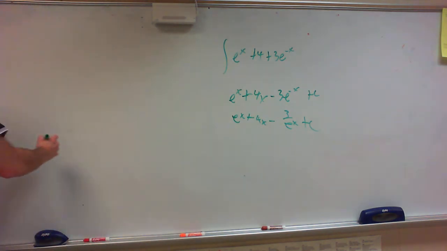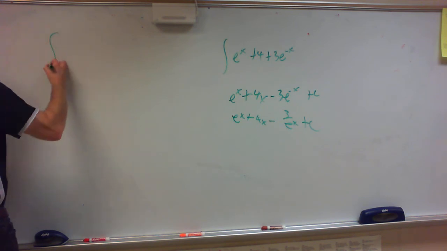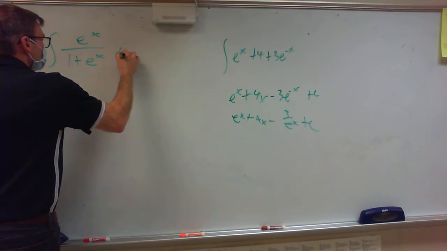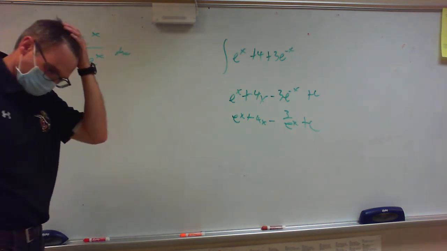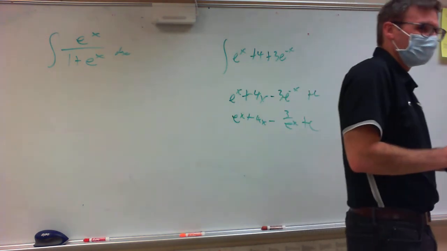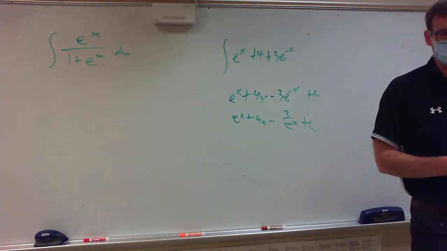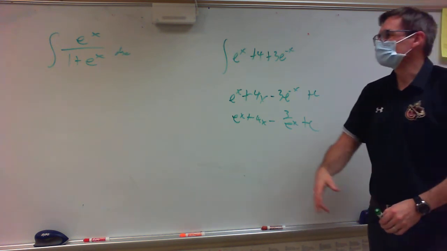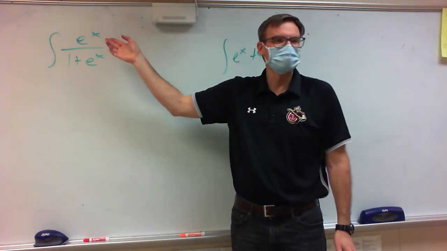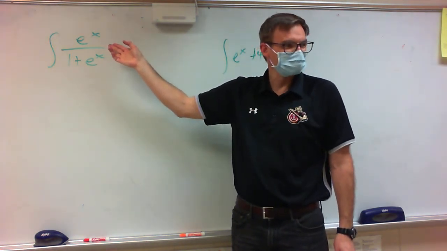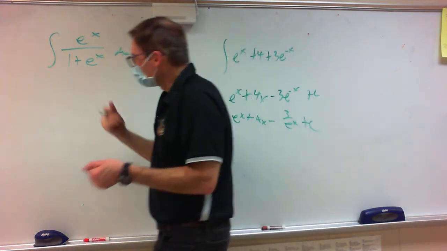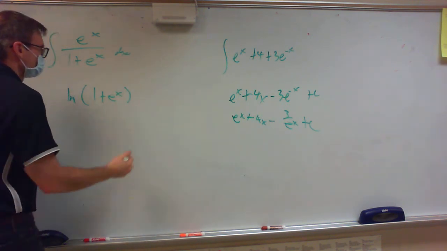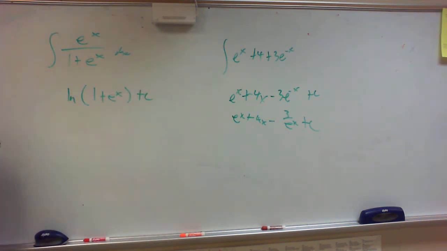Well, let's see. What if I give you the integral of e to the x over 1 plus e to the x? What's your guess? Is the derivative of the bottom sitting on top? Yes. Everybody see that? The derivative of the bottom sitting on top? So we end up with natural log of 1 plus e to the x. And that's it, isn't it?